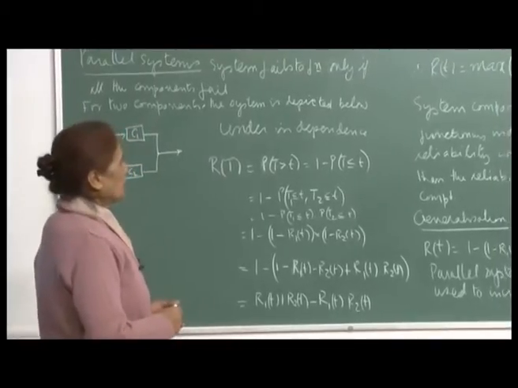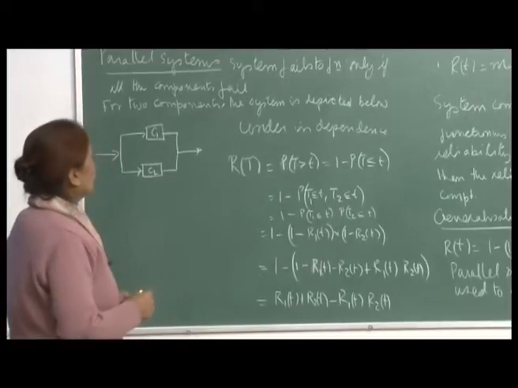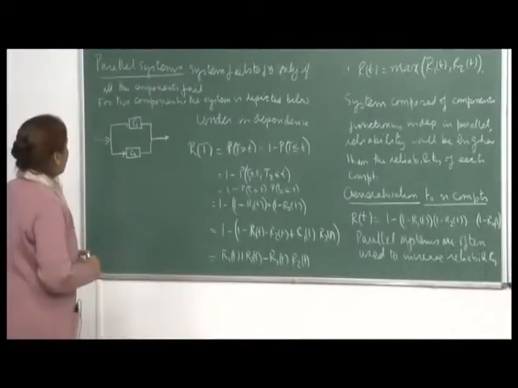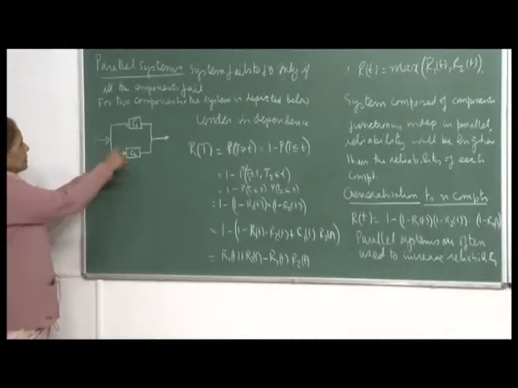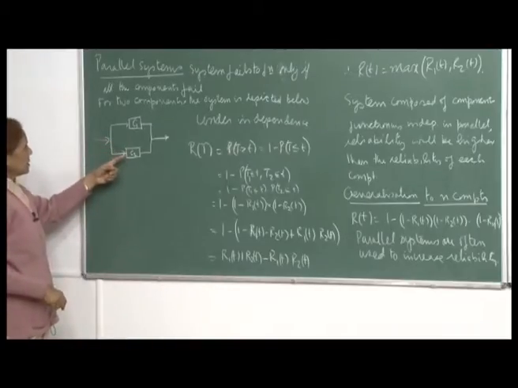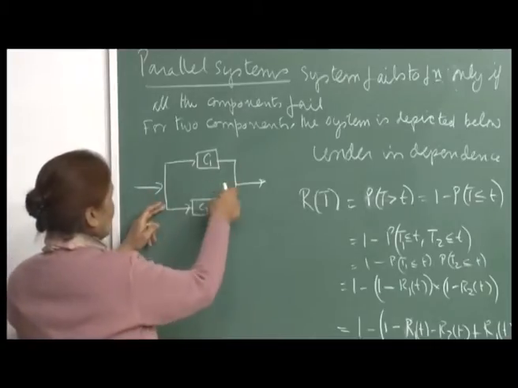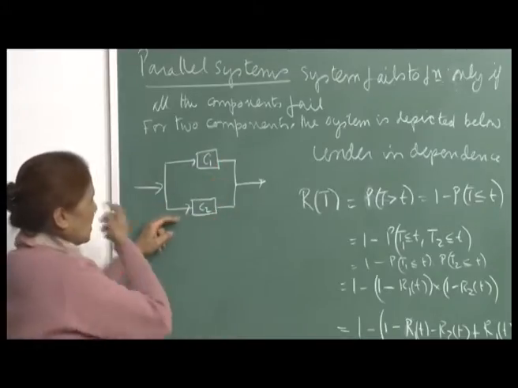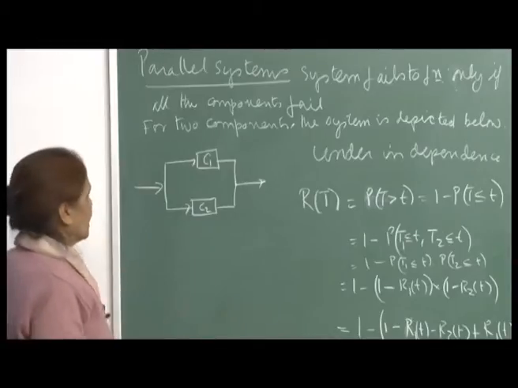Now, the other system that we would like to consider is a parallel system. Here the system fails to function only if all the components fail. Diagrammatically you can depict this for 2 components. If the components are arranged in parallel, the input comes and it can go this way or it can go this way. So, the system will fail to function only if both of them fail.